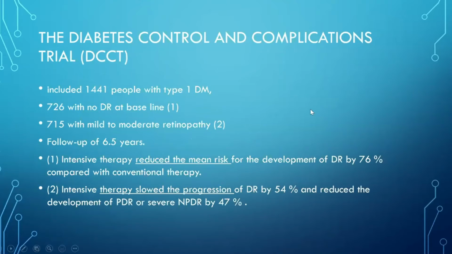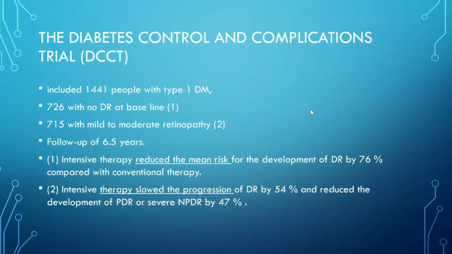I thought to share with you a few studies which I think a lot of people know about, but it's good to remind ourselves of them. One of these is the Diabetic Control and Complications Trial, DCCT, which included around 1,400 people with type 1 diabetes. Half of them did not have any diabetic retinopathy at the start of the trial, and the other half had mild to moderate retinopathy.